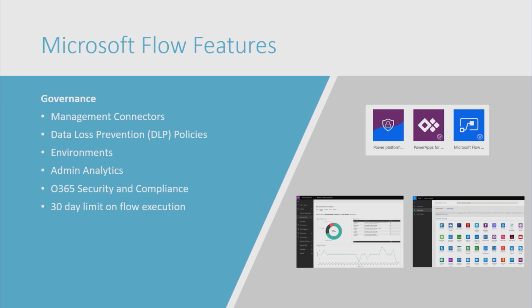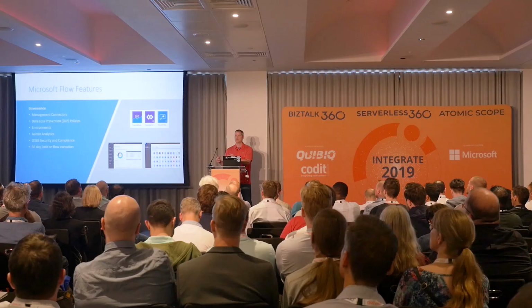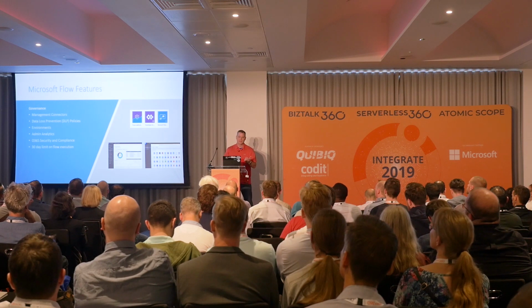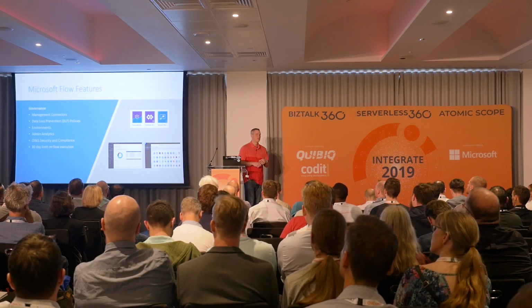Governance, we touched on this a little bit yesterday, is very important with this platform. The idea is you've got a democratized set of tools. You may want to limit what users can do with the platform itself. So we have management connectors where you can automate governance. There are data loss prevention policies where you can basically create two buckets and put, say, business-related connectors in one bucket and non-business related connectors in another bucket, and then you can only communicate with connectors within that same bucket. There's admin analytics. Most flow events surface in the Office 365 Security and Compliance portal, where you can subscribe using webhooks and apply governance from that perspective.